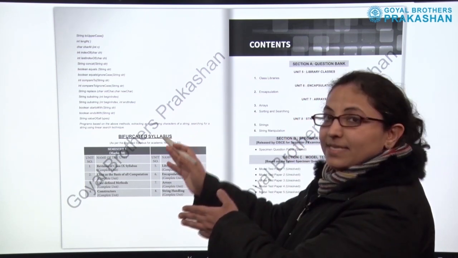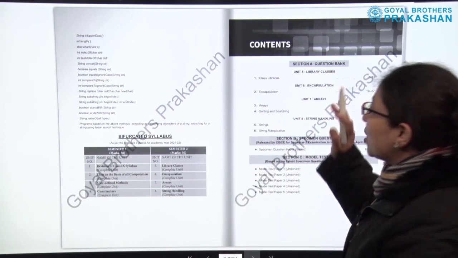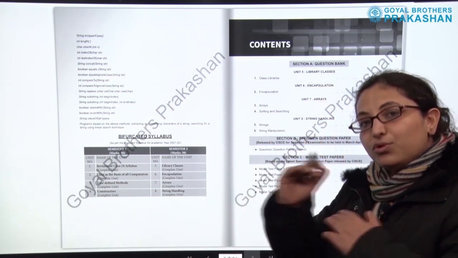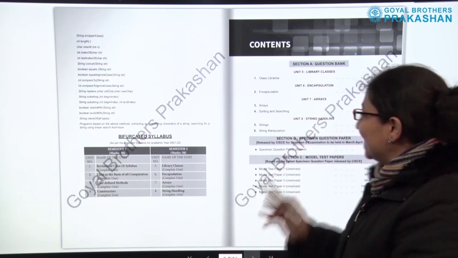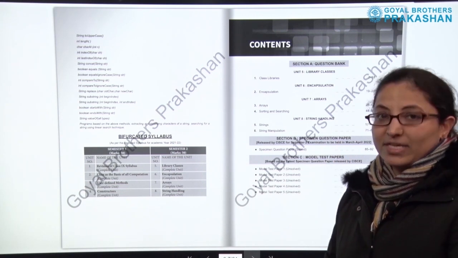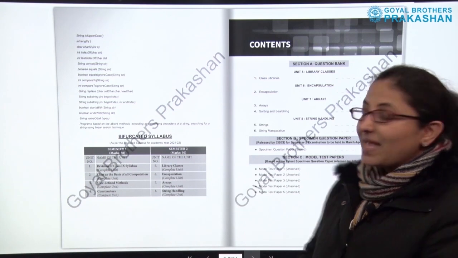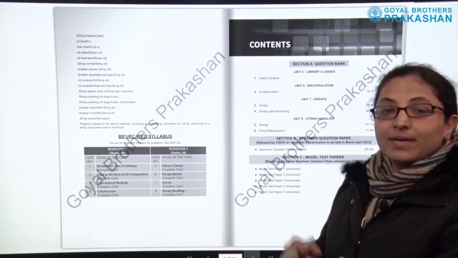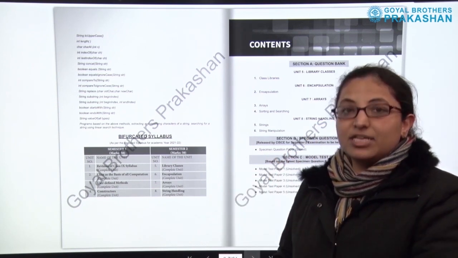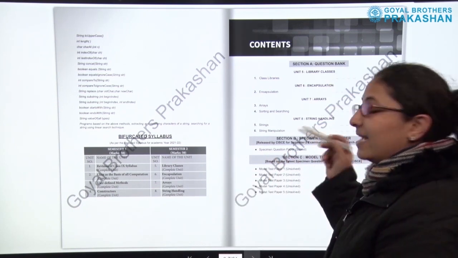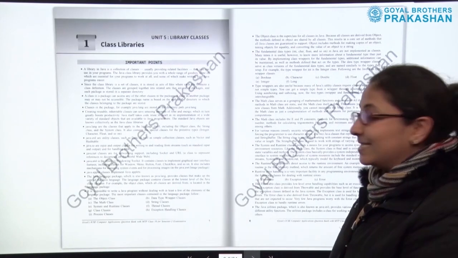After the syllabus and the bifurcated syllabus, we come to the contents. The contents of this book are divided into 3 different sections. Section A is the question bank, Section B is the specimen question paper, and Section C is the model test papers. In Section A, the question bank, all the units which are in the semester 2 examination syllabus are given, and the question bank is given along with them. Let us see how the units are designed.